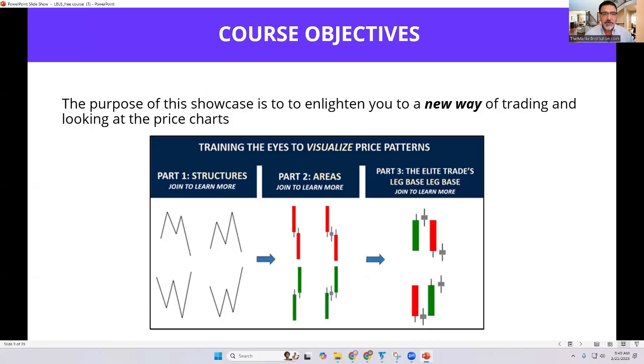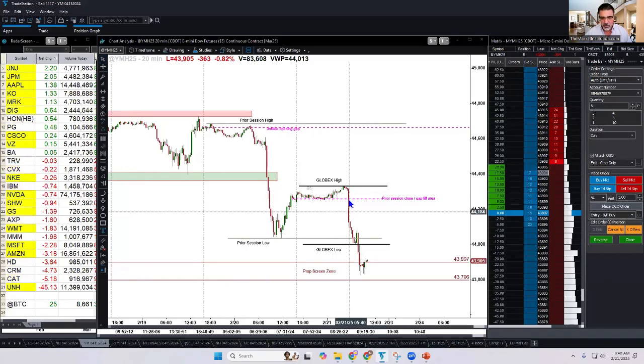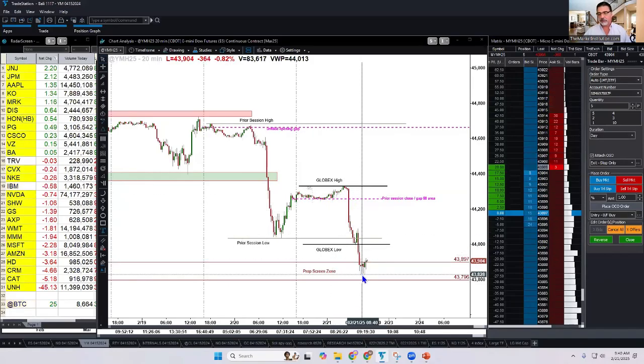But the verification process is going to take a lot of rewiring, and that's the tough part right now. We have to rewire some of that bad behavior and what we've already been seeing on the price chart. So the purpose of the showcase is to enlighten you to a new way of trading and looking at the price charts. Today, when we were taking that trade on the Dow, price was going straight down into it.